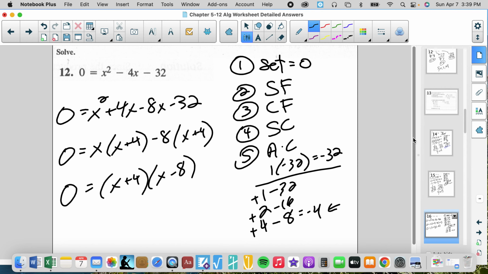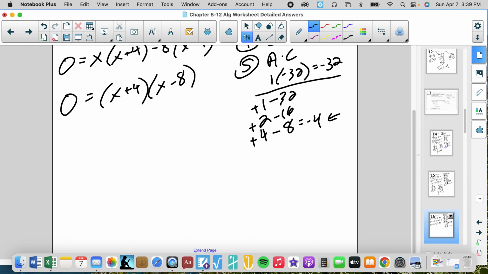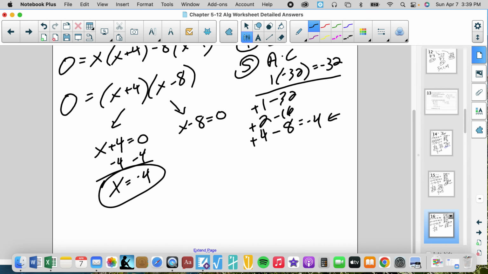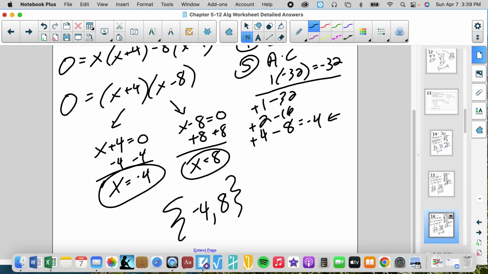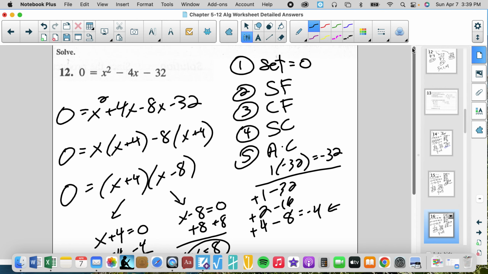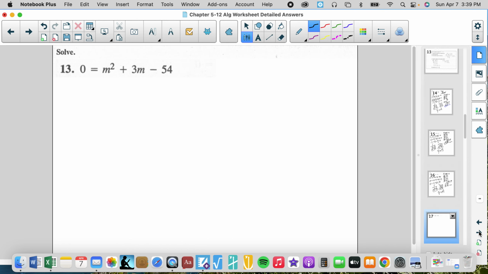Okay, that's good. Now I'm going to set each binomial equal to 0. I'm going to subtract 4. That's one solution. I'm going to add 8. That's the other solution. So when x is negative 4 or x is 8, that will be a solution to this equation. We just solved a crazy equation.